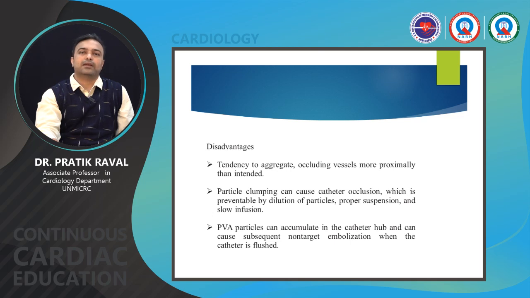Sometimes the particles get clumped inside the catheter, causing occlusion of the catheter itself, and then one may need to remove the entire catheter assembly out of the body, flush the catheter, and then start the procedure all over again. PVA particles can also sometimes accumulate in the catheter hub and can theoretically cause non-target embolization when the catheter is flushed in another vascular bed.